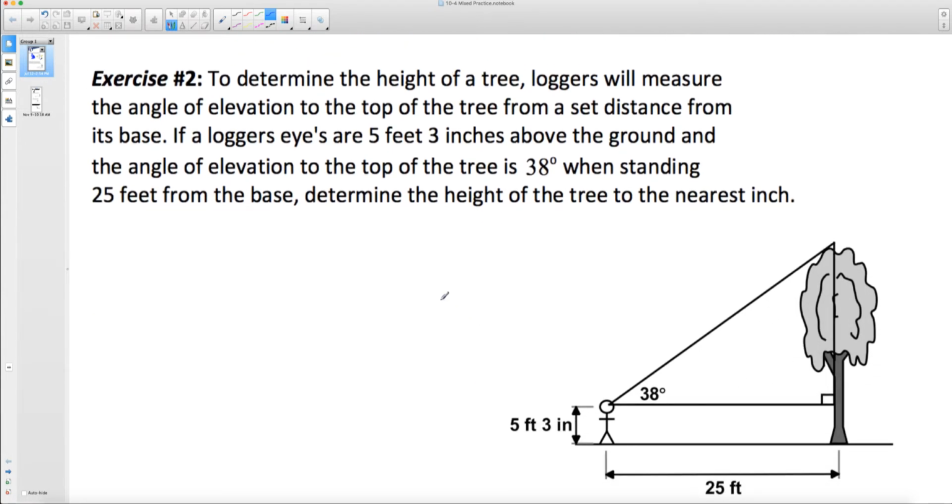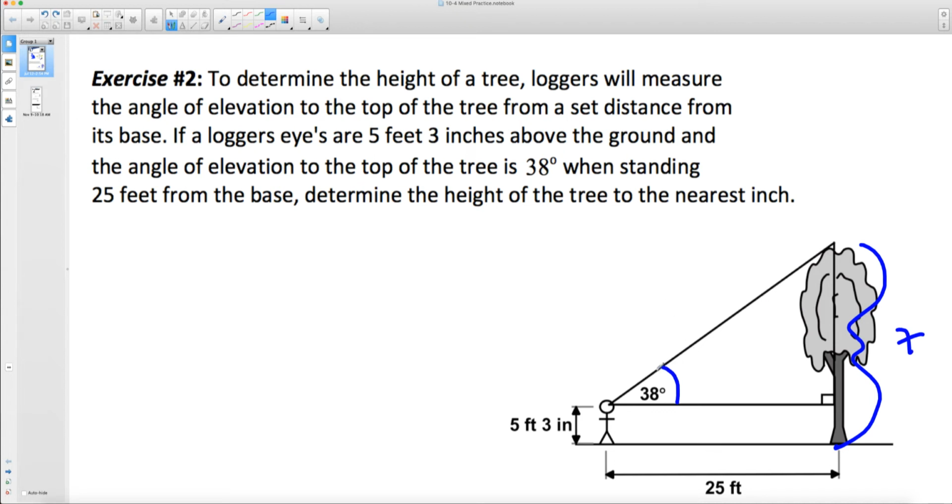Okay, let's look at this next one. To determine the height of a tree, loggers will measure the angle of elevation to the top of the tree. Remember, angle of elevation is somebody's eyes looking up at an object. So right here is our angle of elevation. If a logger's eyes are 5 feet 3 inches above the ground and the angle of elevation to the top of the tree is 38 degrees, when standing 25 feet from the base, determine the height of the tree. That means we want to find the whole height. So this whole thing we want to find.